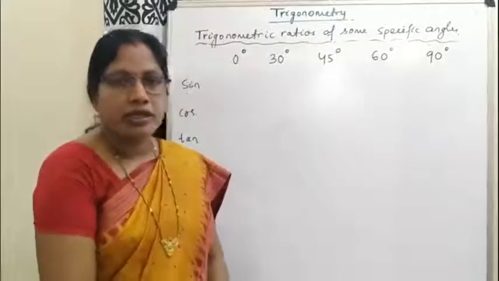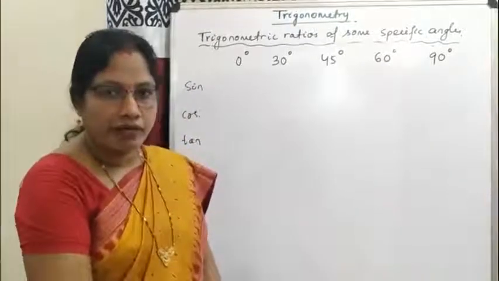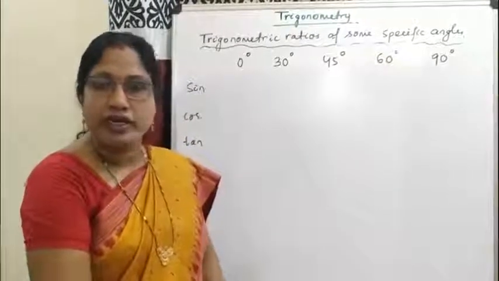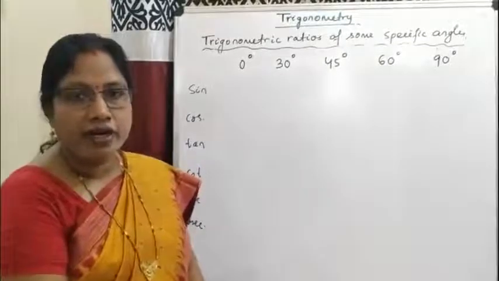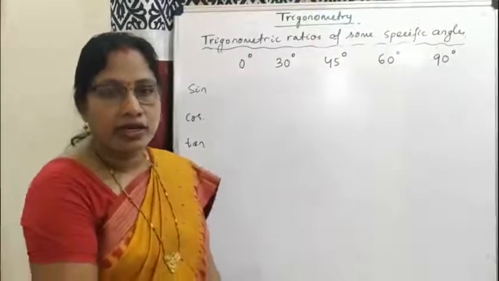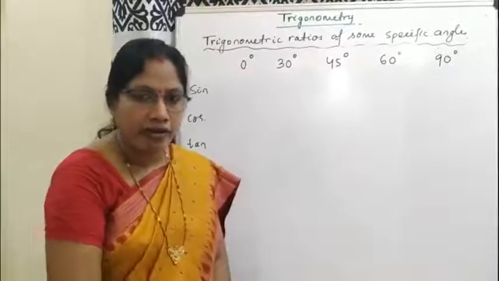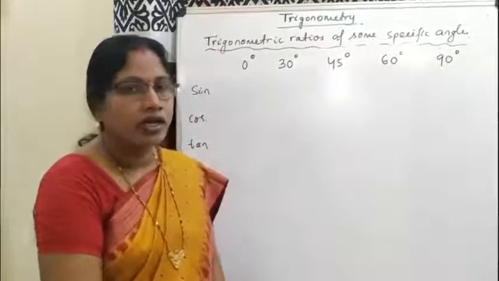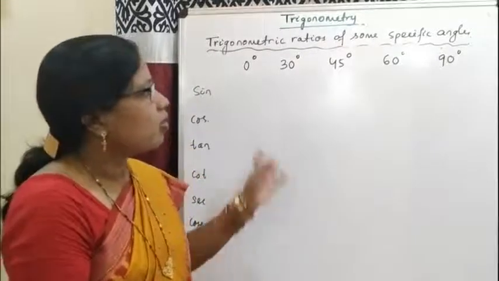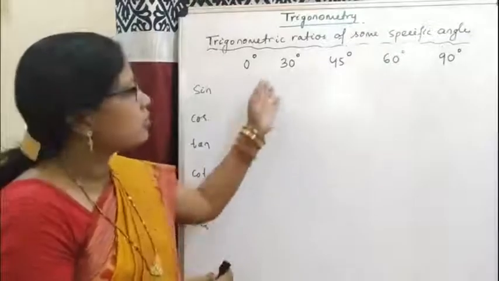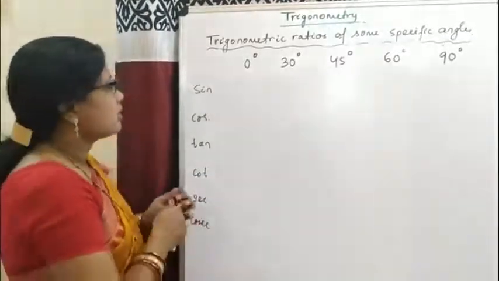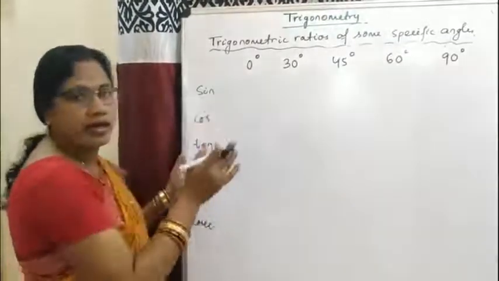Dear students, in our last class we have found some trigonometric ratios of different angles, that is 0 degree, 30 degree, 45 degree, 60 degree and 90 degree. So let us summarize all the trigonometric ratios of different angles. We have found it already in our last class.